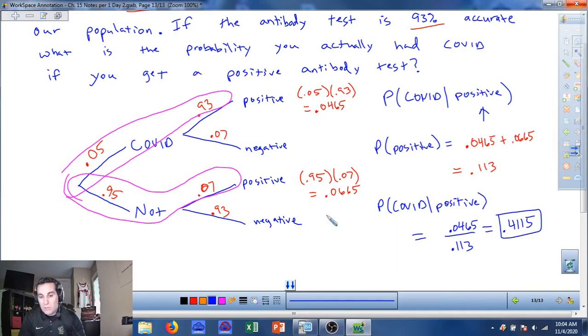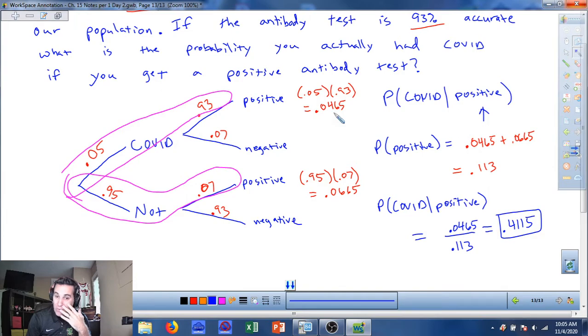So this is going to blow your mind. The chance that you actually had COVID, if you get a positive test right now in a lab, is actually only 41%. There's only a 41% chance that I really had COVID, which makes that test seem like, what the heck is the point of an antibody test? There's a 60% chance that I didn't have it, even if I get a positive test. Okay, that one is way bigger than that one.